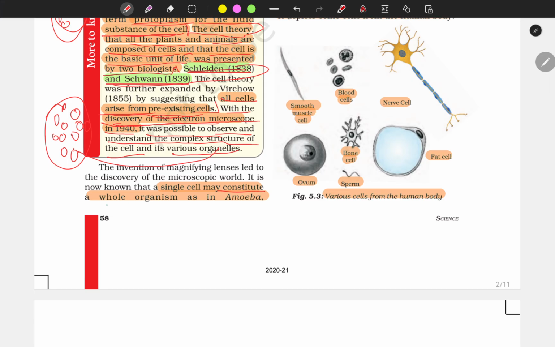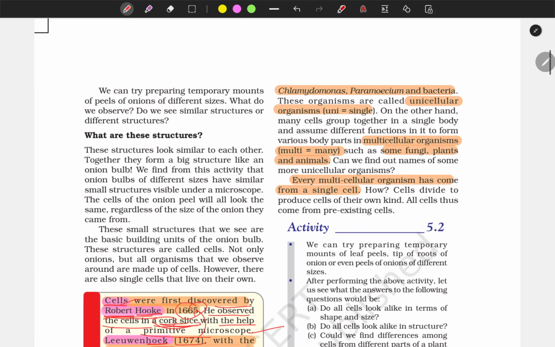A single cell may constitute a whole organism. So a whole organism can be made of a single cell, such as amoeba. There are some others also. Paramecium and bacteria are unicellular. So these are made up of a single cell. That is why they are called unicellular organisms. Uni means single, and there are other organisms which are made up of multiple cells. They are called multicellular organisms. Multi means many. Some fungi, plants, and animals are examples of these.